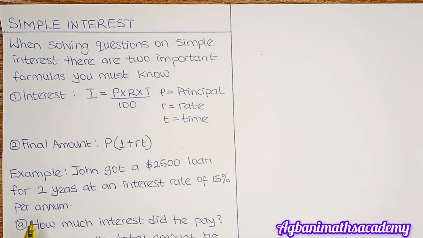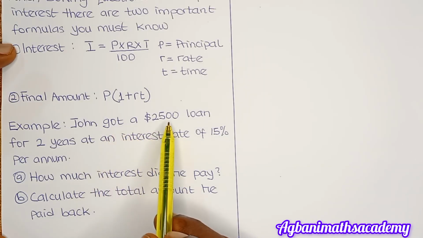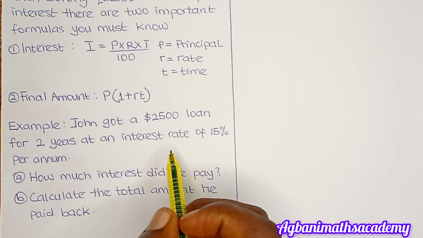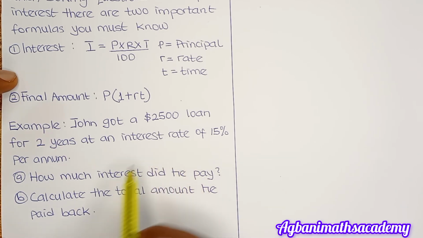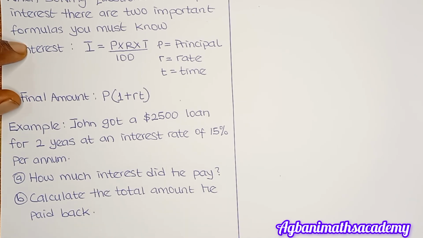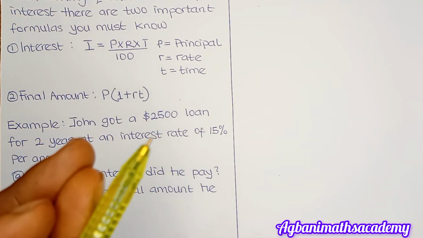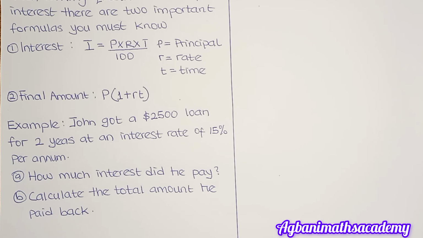Now this example is going to help us see what we are talking about. John got a $2,500 loan for 2 years at an interest rate of 15% per annum. So 15% every year; per annum means every year. We're asked how much interest he paid. That talks about the interest. The second question is to calculate the total amount he paid back. That talks about the final amount.